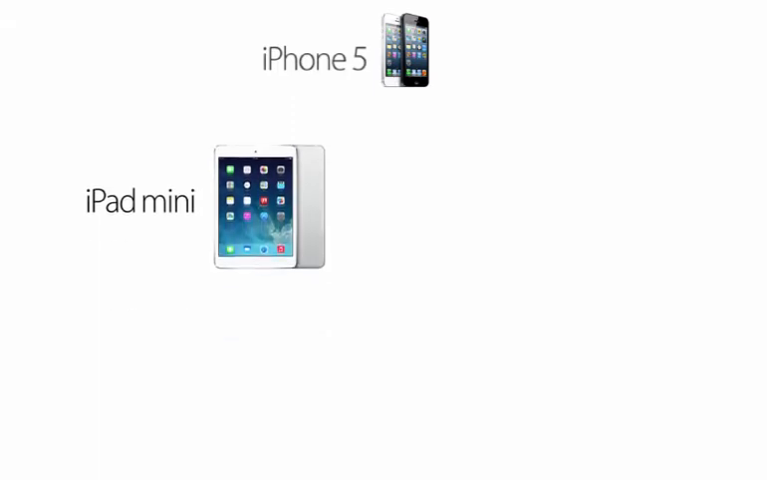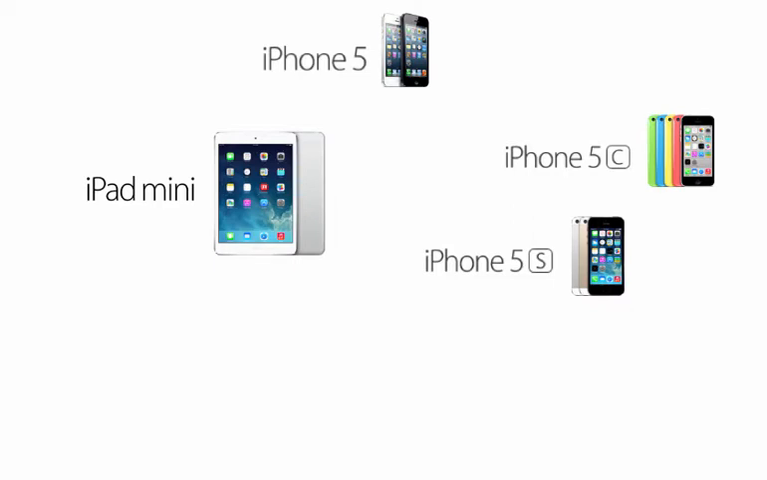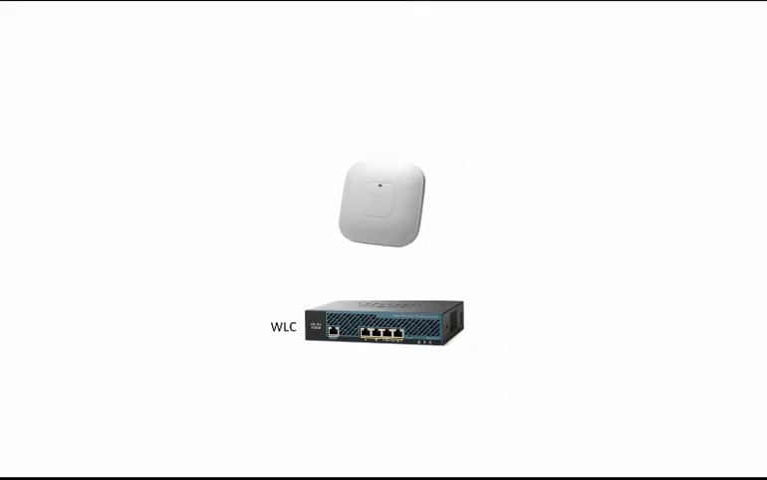In this video, we'll be using an iPhone 5, but we could also have used an iPad mini, an iPhone 5S or 5C, the new iPad Air, or the latest iPad mini with the Retina display. As far as wireless hardware, all you really need is a wireless LAN controller and an AP that can support 7.3 code or later. You'll also need a Radius server for the 802.1x authentication. Today I'm using a hostapd running on a Debian virtual machine inside my Mac.